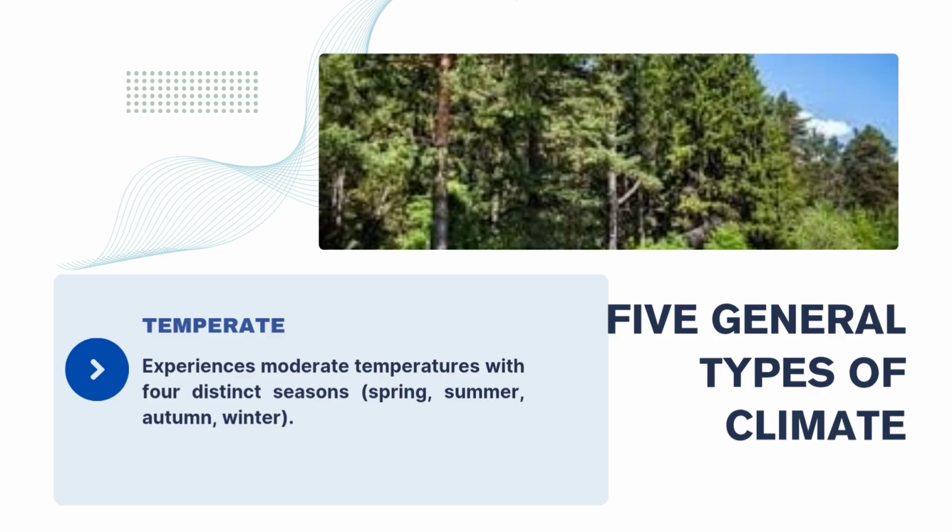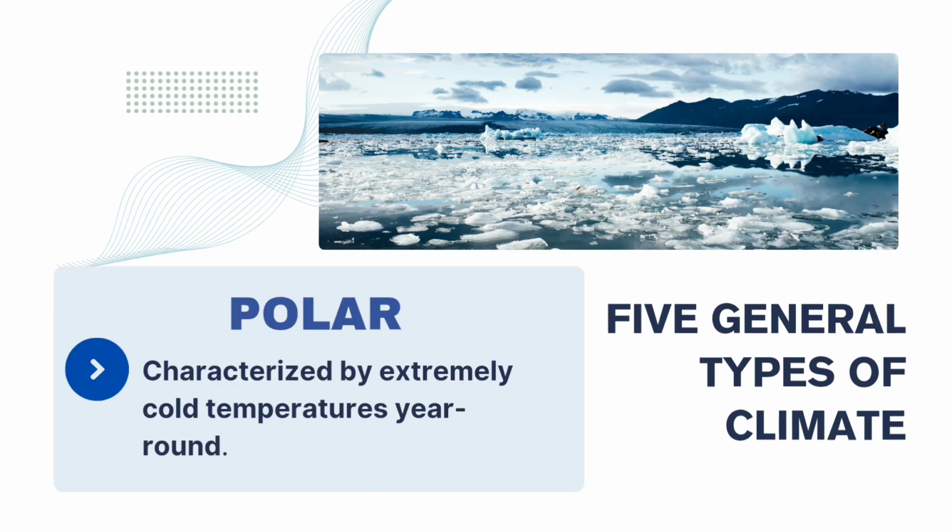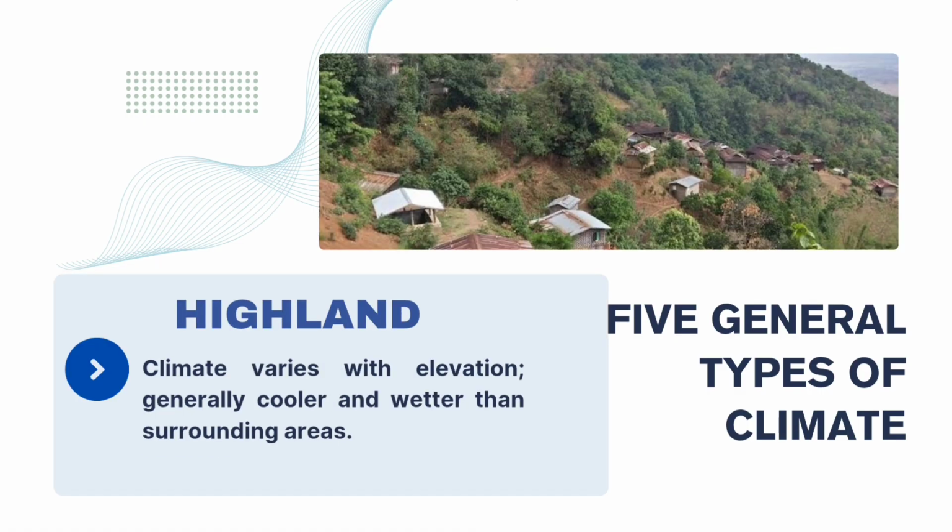Temperate experiences moderate temperatures with 4 distinct seasons. Polar is characterized by extremely cold temperatures year-round. Highland climate varies with elevation, generally cooler and wetter than surrounding areas.